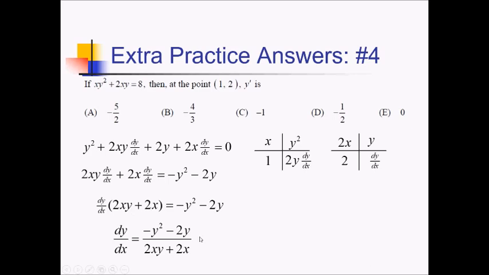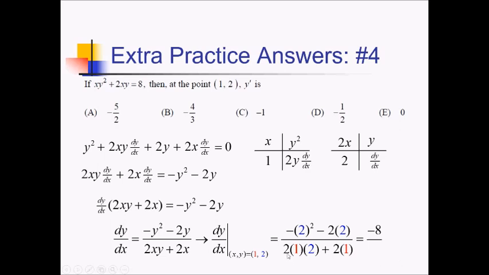And at this point, I have to go ahead and plug in the point 1, 2 for this. So evaluating this derivative at 1, 2, in the numerator, I've got negative, let's see, y value of 2 being squared minus 2 times the y value of 2. Down below, I've got 2 times the x value 1 times the y value 2 plus 2 times that x value of 1. Back in the numerator, I've got negative 4 minus another 4, so that's a grand total of negative 8 up there. Down below, this is going to be 4 plus 2, which is 6. Negative 8 over 6, that's going to reduce to negative 4/3, which helps me match the answer choice B.